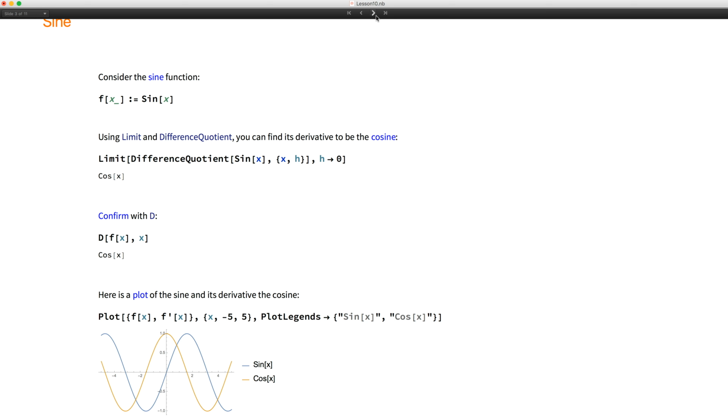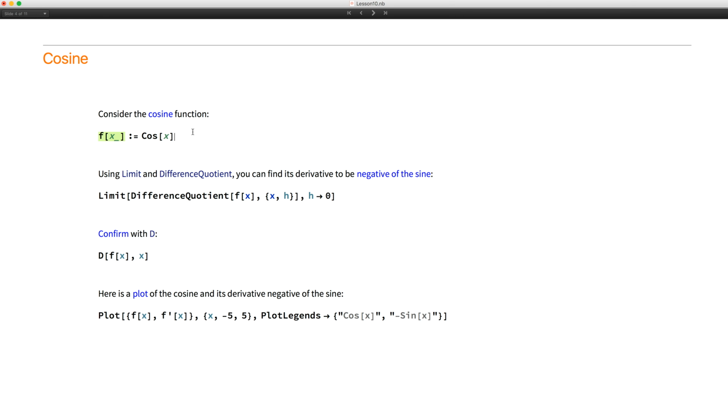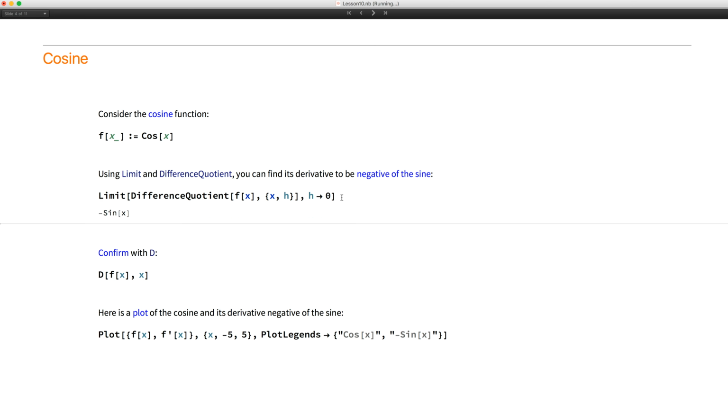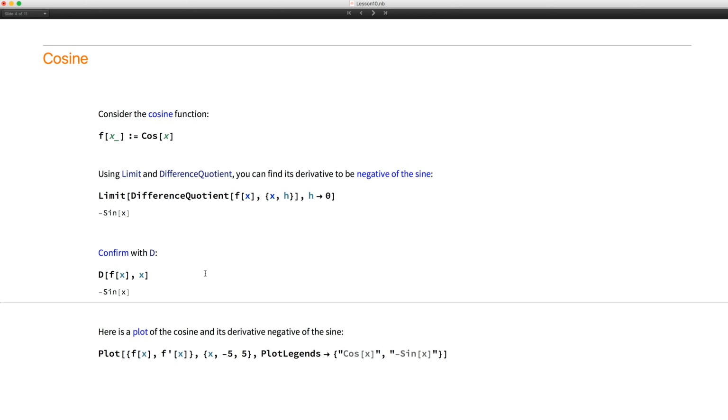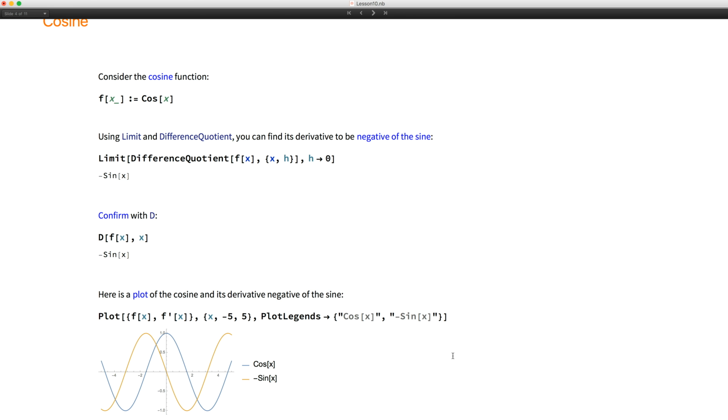Let's go on now to the cosine function. Once again, we apply the definition, and what you get back this time is the negative of the sine. That's important: the derivative of cosine is the negative of the sine function. Let's confirm that with D. You get back negative sine x. And here is a plot of both the function cosine x and its derivative negative sine x.